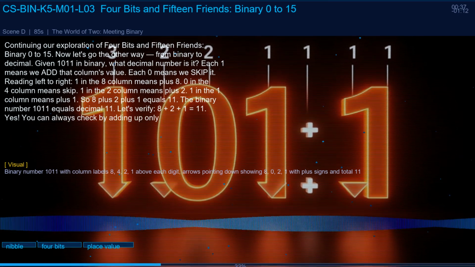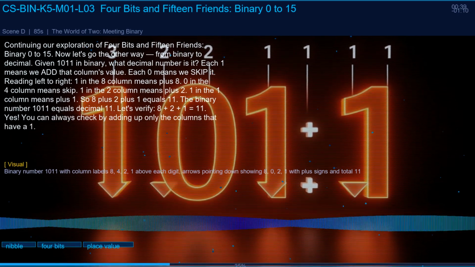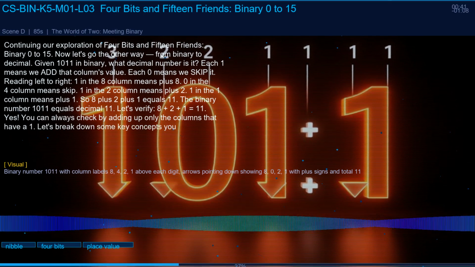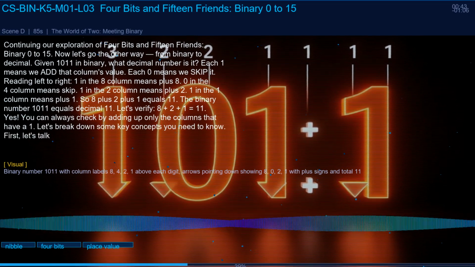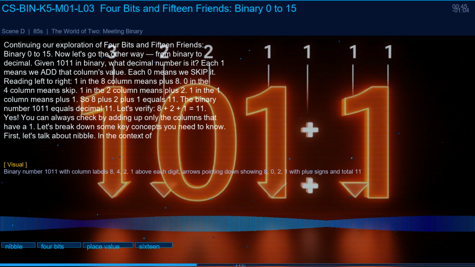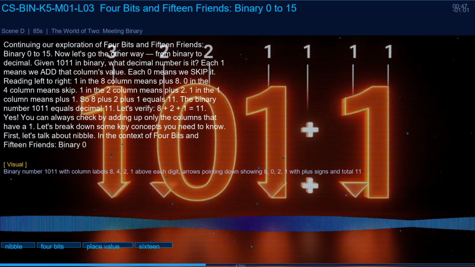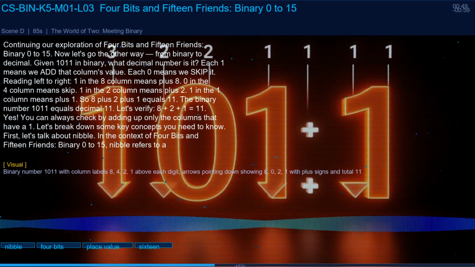The binary number 1011 equals decimal 11. Let's verify, 8 plus 2 plus 1 equals 11. Yes. You can always check by adding up only the columns that have a 1.